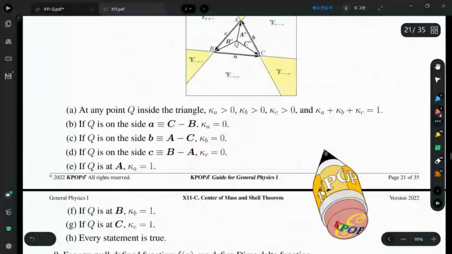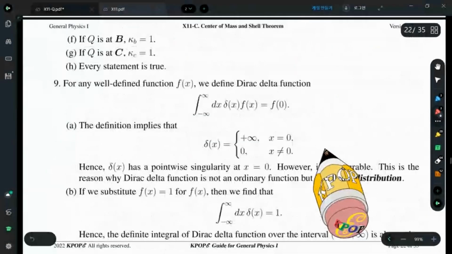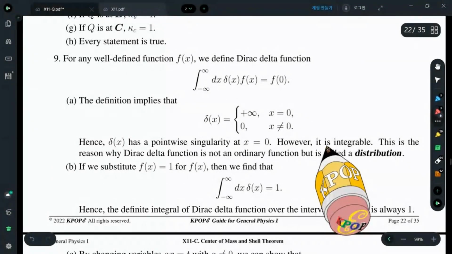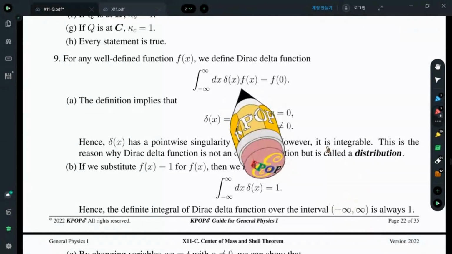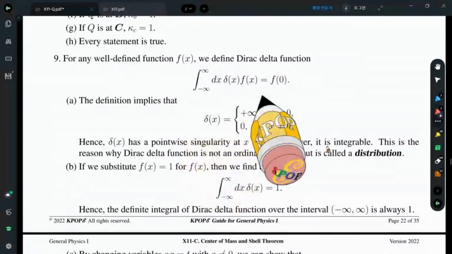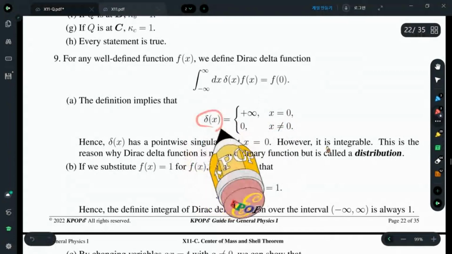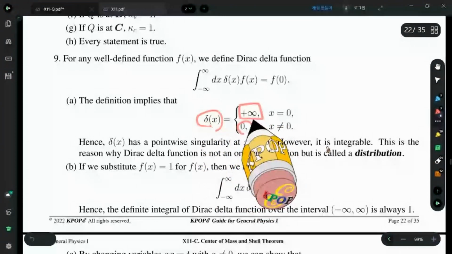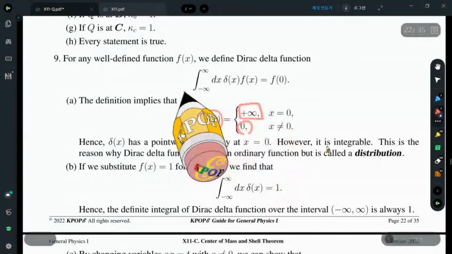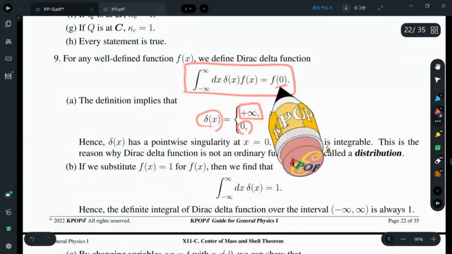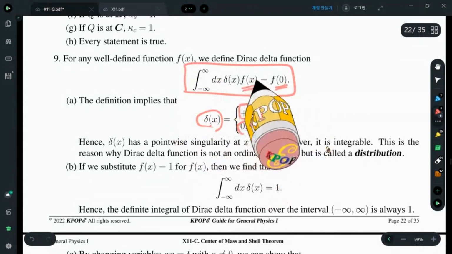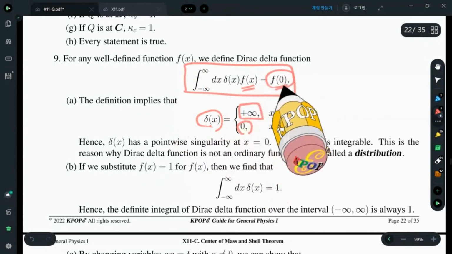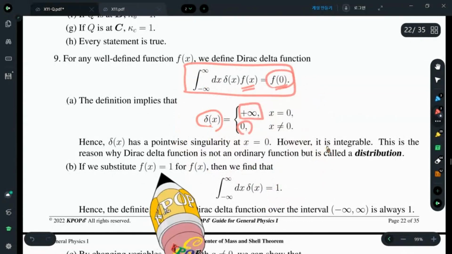Finally, we arrive at the delta function. For the delta function, you just memorize this. The delta function is always 0, except for a single point where it is divergent. However, it gives a certain value: if I multiply it by any function, it produces the value of the function at 0.